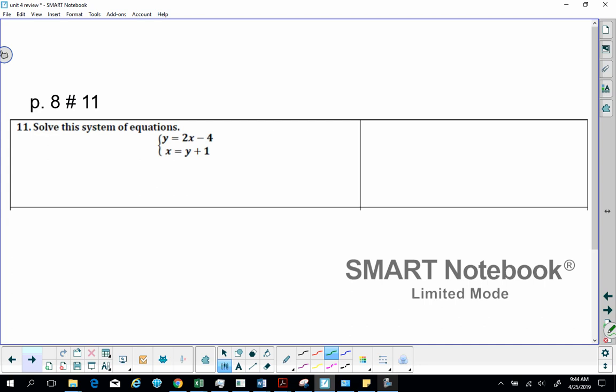Okay? So it tells me that x is the same thing, or equals, y plus 1. So what I'm going to do is rewrite the first equation, but instead of x, what should I write instead? What was it? Not just 1. This whole side, y plus 1.